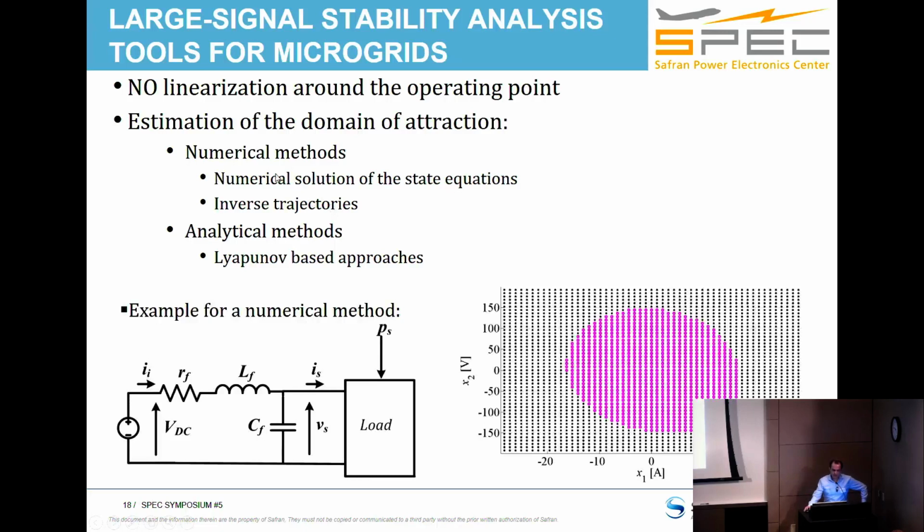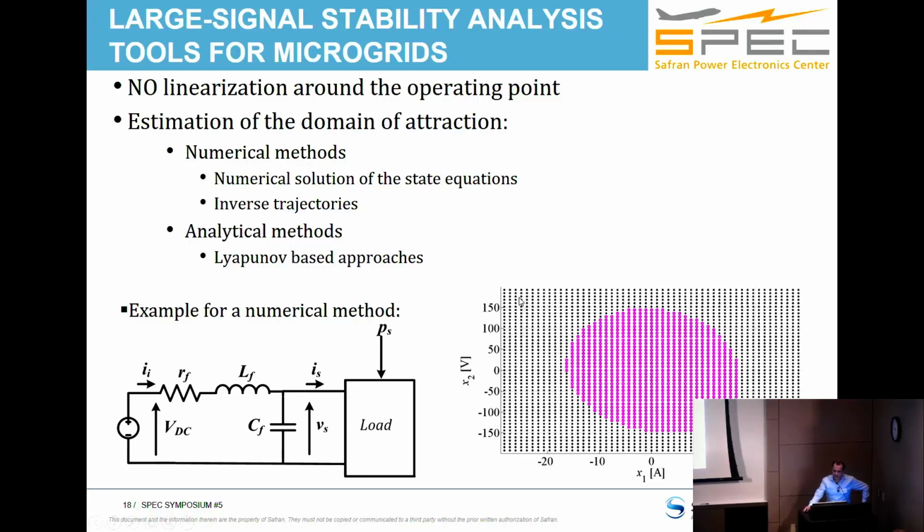Just an example with the first one, the numerical solution for this system. This system is the same. The load here is the inverter motor. You have the LC filter, and here you have the DC power supply. Using the numerical solution of the state space equation, you get this kind of plot. Every red point here corresponds to a stable point. That means if you start at that point, you go to the operating point. The operating point here is 0, 0, because you translate the operating point to the center.